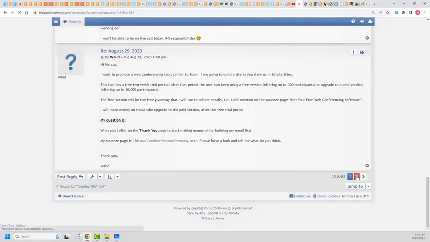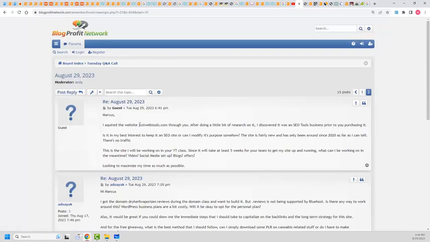All right, page 2. I acquired this website, Just Website Tools, through you. After doing a little bit of research, I discovered it was an SEO tools business prior. Yes, it is. Is it in my best interest to keep it in SEO or can I modify it? Do the SEO part and then add to it. So don't like switch, use what it was made for and then build on top of it.